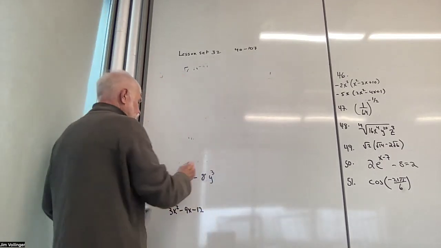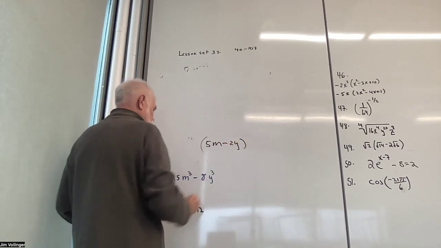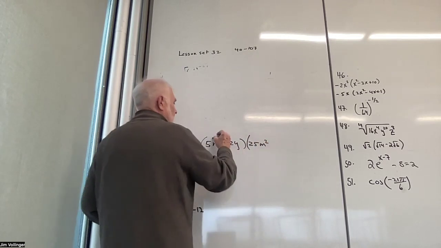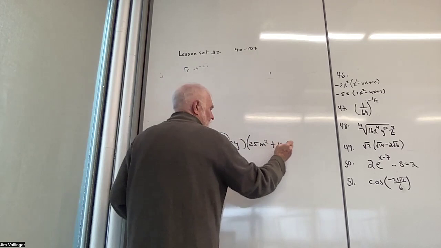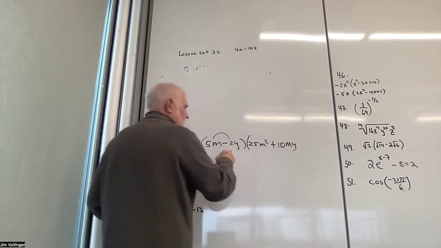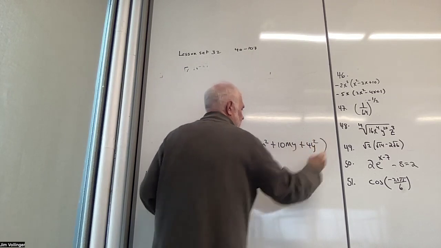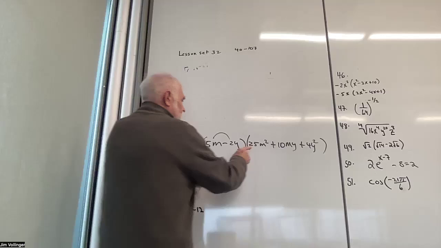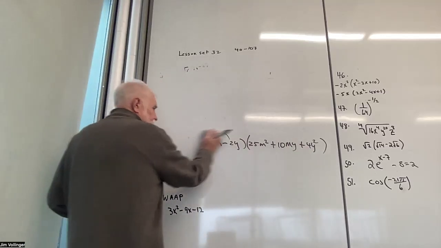All right, so this should be old hat. 5m minus 2y, those are the cube roots. I square the first term, 25m squared. I do the product, minus 10my, but I change the sign, positive 10my, and I square the last one. And if you multiply this out, you'll find that 4 of the terms cancel, but the beginning and the end do not.